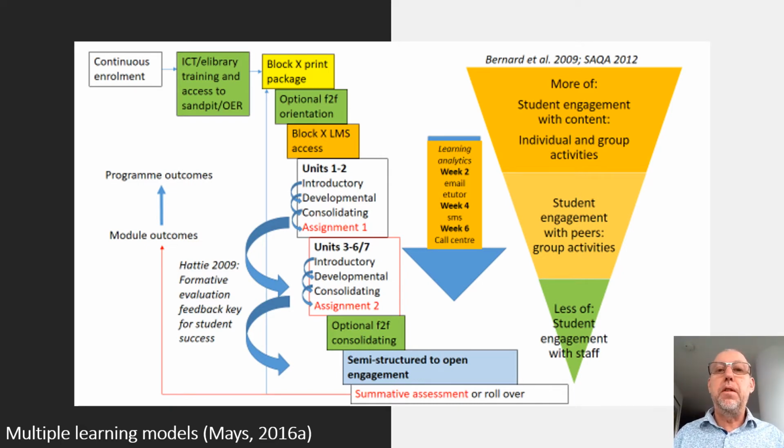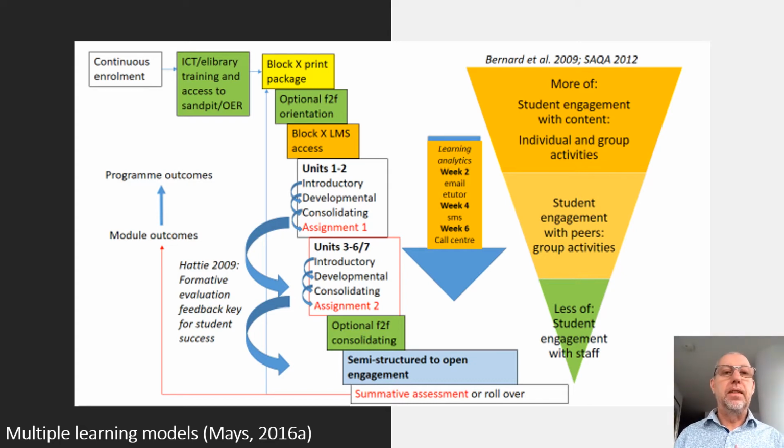This example shows the decisions made regarding the learning model underpinning a B.Ed Honours program offered to in-service teachers through a unit for distance education at the University of Pretoria in South Africa. You can see on the right-hand side that the underpinning design, based upon the literature and upon policy expectations, was to move the emphasis from student engagement with staff towards independent and student-student engagement with content in individual and group activities. In the middle, you can see that during the course of the program, the B.Ed Honours staff would be collecting data on students' engagement through learning analytics, and then following up by email or e-tutors, SMS, or through a call center, depending on where learners began to drop out of the system or to slow down.